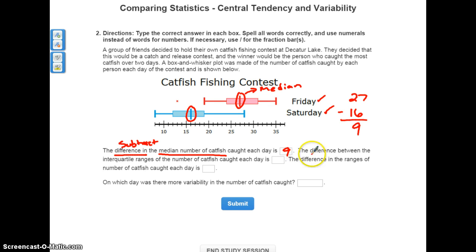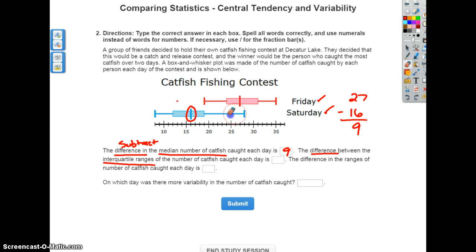Next, the difference between the interquartile ranges of the number of catfish caught each day. This is one we haven't had a chance to talk about, but it's more of a subtraction problem.